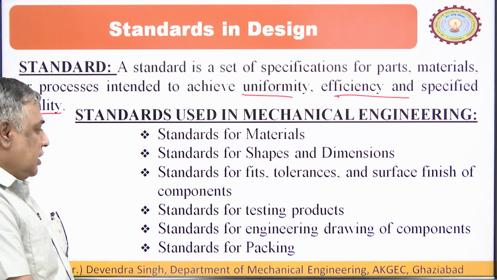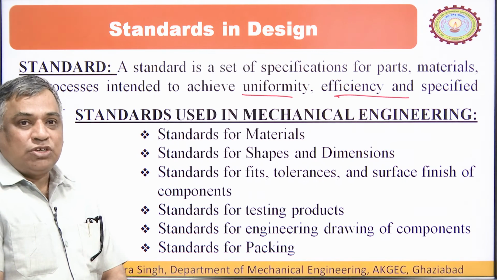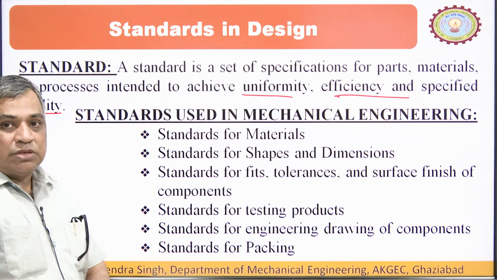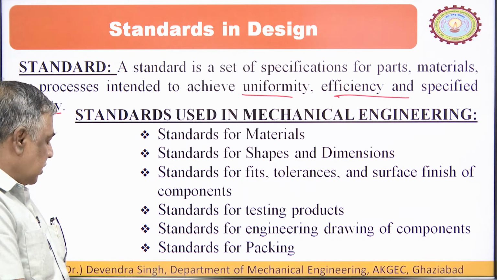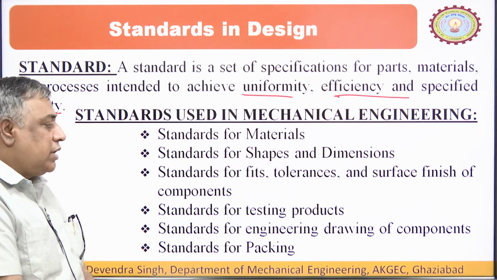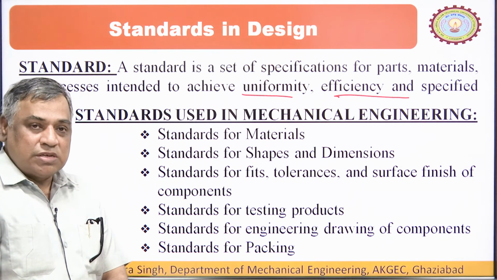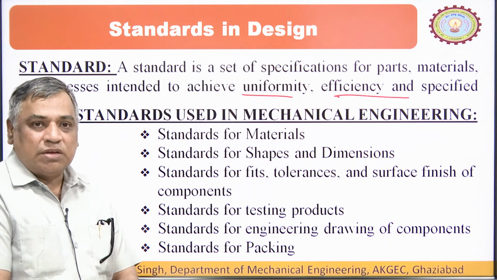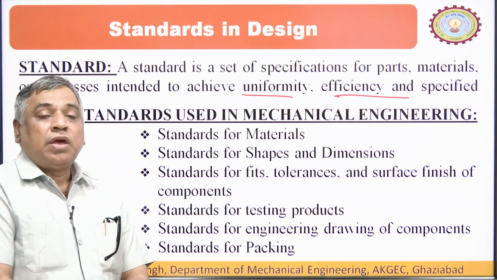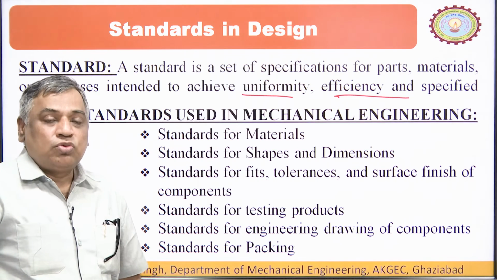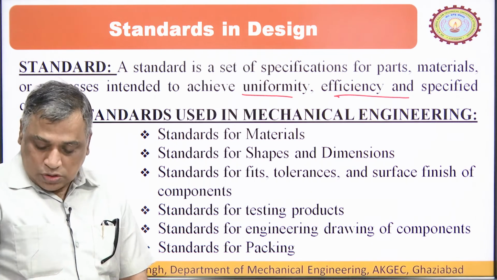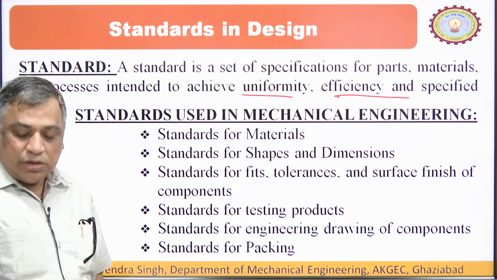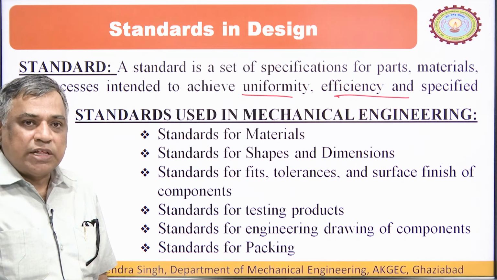Then standards for testing products, what kind of test you perform for a particular product. ASTM is one standard for testing methods for the products. A standard for engineering drawing and components, for example IS 14,000. Standards for packing, how you should pack the designed product and final product to transport from one place to another place. These are a few standards I have mentioned here used in the mechanical engineering design office.